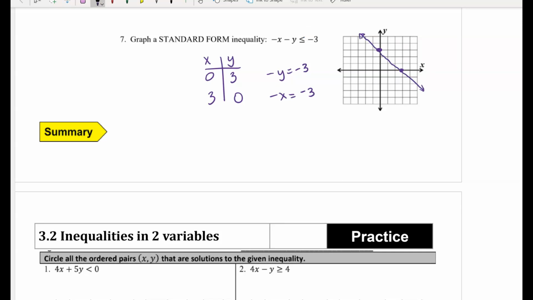To determine which side to shade, I'm going to choose a test point, and I'm going to use 0, 0 since it's not on the boundary line. If I put 0 in for x, then I get negative 0, which is just 0, minus 0 is less than or equal to negative 3. So on the left side 0, less than or equal to negative 3. That's a false statement because 0 is greater than negative 3, which means that I'm going to shade on the opposite side of the boundary line. And that's how you solve an inequality in two variables.